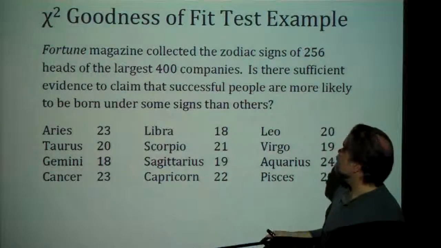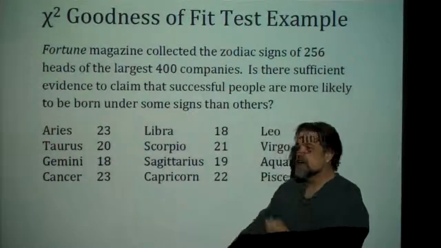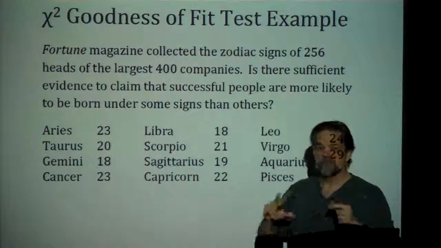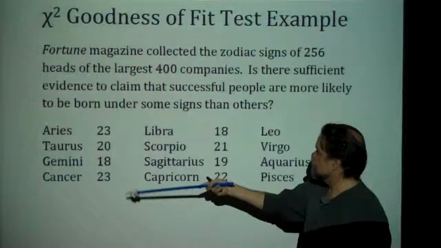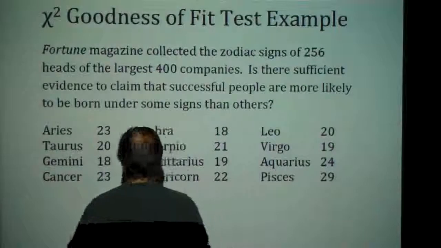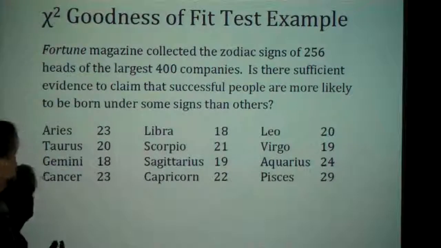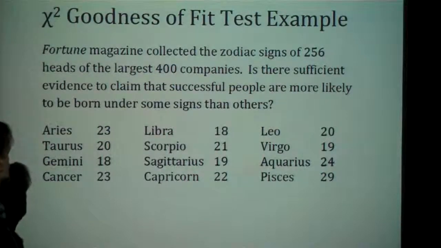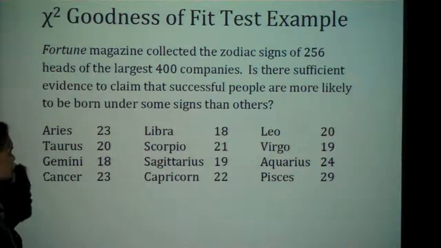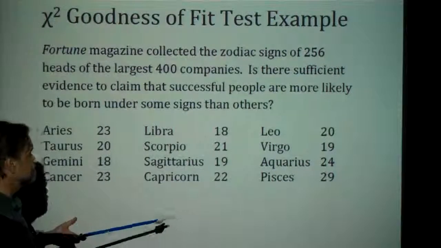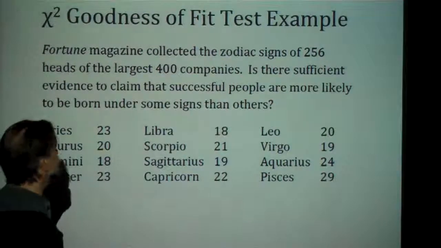So our alternative hypothesis is going to be successful people are more likely to be born under some signs than others, and our null hypothesis is going to be no. They're equally likely to be born under any of these signs, okay? So we look at our data here, and it looks like there's a lot of Pisces that are successful, and it might be kind of a bummer to be Gemini or Libra. But on the other hand, I don't know. Maybe those differences aren't big enough to be significant. Let's see. Okay.